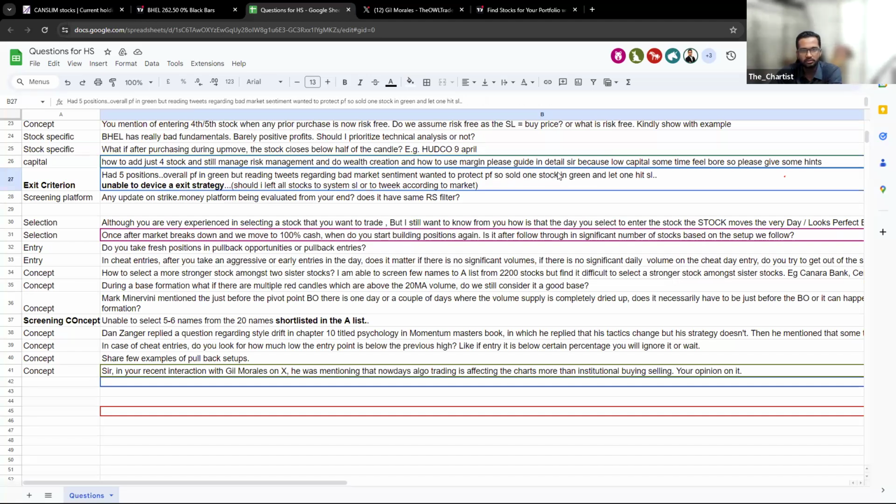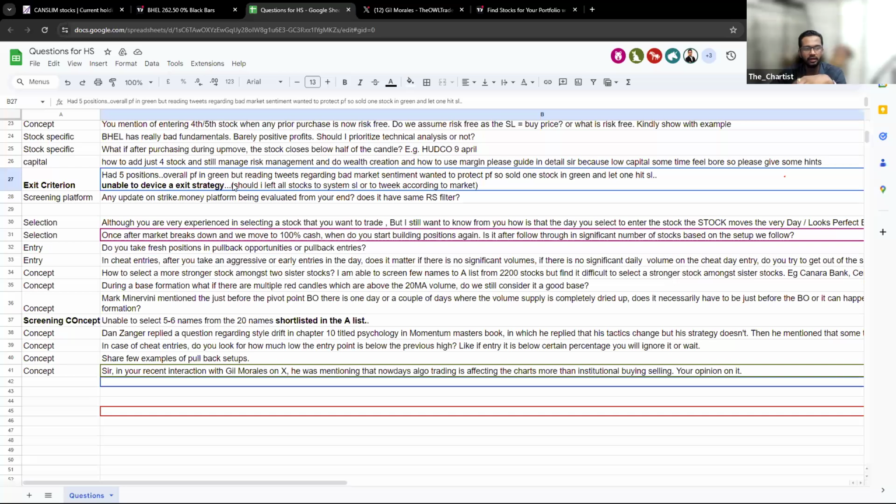I wanted to sell one stock in green and let one hit stop loss, but I was unable to devise an exit strategy. Exit strategy we covered, sir. In a choppy or bear market, we cover some of our positions at 10-12% gain, half position or maybe 30%, and then for the remaining we bring our stop loss to break even. That's what we do. If you still want to exit the stock, you can trim some position, but it's not advisable.